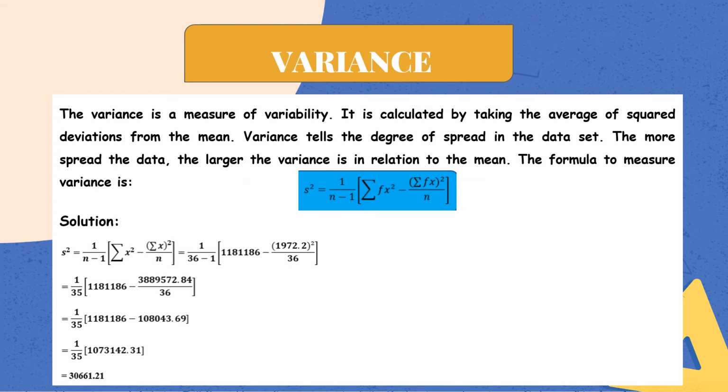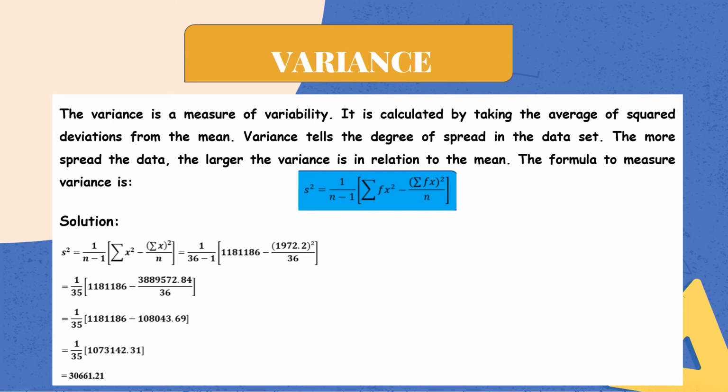Next, the variance. The variance is a measure of variability. It is calculated by taking the average of squared deviations from the mean. So variance tells the degree of spread in the data set. The more spread the data, the larger the variance is in relation to the mean. So this is the formula to measure variance.